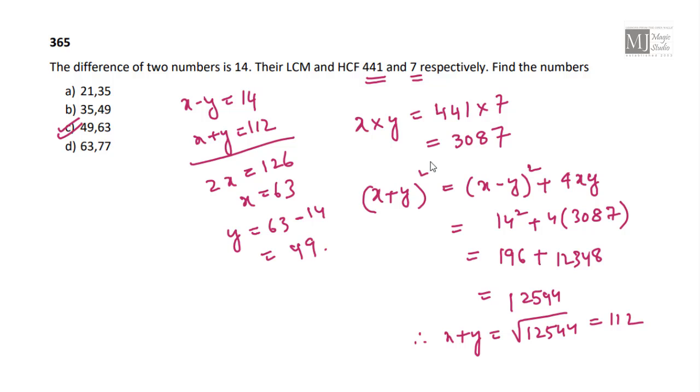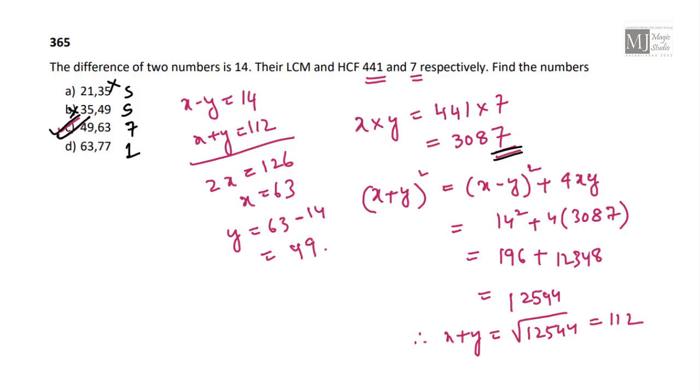But since options are available, we can just check with the options. X into y is 3087. Last digit is 7. Now in this option, 21 into 35, last digit is 5. 5 into 9, last digit is 5. 9 into 3, last digit is 7. 3 into 7, last digit is 1. So the best answer which fits in, if options are given, I would have done this in 5 seconds, just by knowing that x into y ends with 7, only one of the options when multiplied ends with 7.